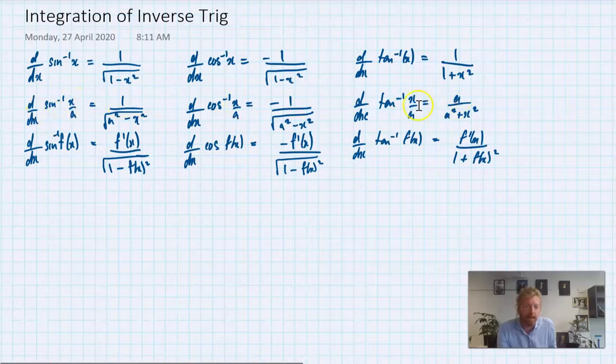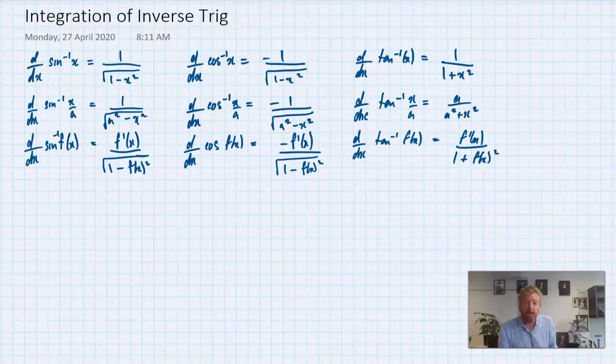Notice here that tan is a little bit different. It's got an a squared plus x squared. If you want, just go through that and do a little proof for yourself. It's just a bit of algebraic manipulation. I've then also put this on with functions in here, and we can do that using the chain rule, again seen in previous videos.